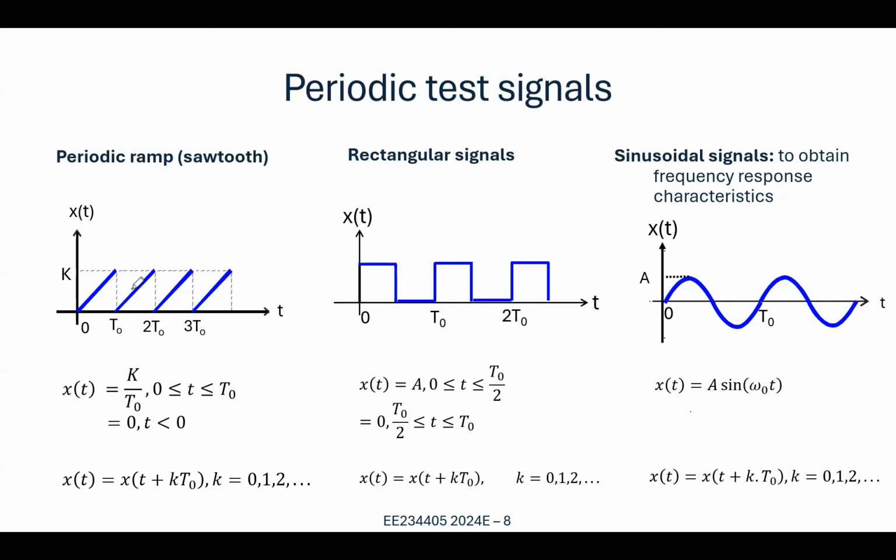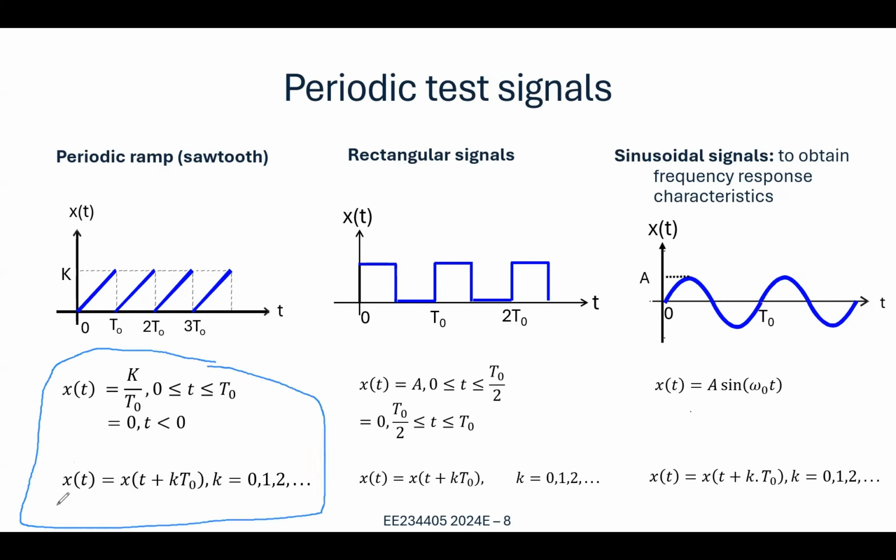Then for rectangular signals here, it starts at some value at 0, and then at t0 it restarts at the same value as at time 0, and then at 2t0 it restarts again, and so on. Same here for sinusoidal. It restarts at t0, and so on. So t0 here is the period of the signal. And these are some equations that represent those signals.